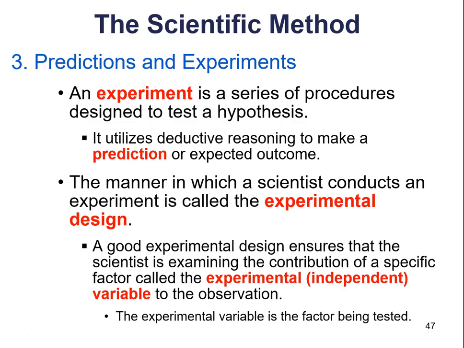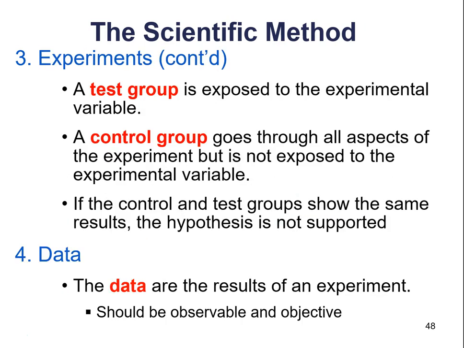There can't be something else in the environment that could be a factor as well. So you have to carefully design your experiments so that you're only testing that one variable that you're interested in, okay? All right. So if we continue with experiments, it says a test group is exposed to that experimental variable.